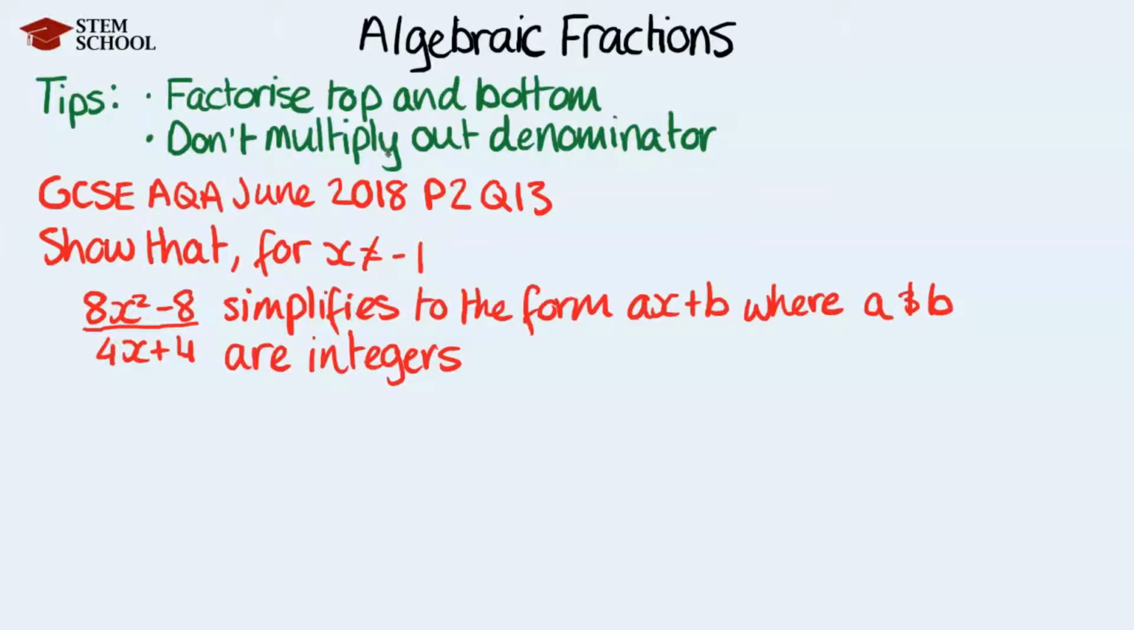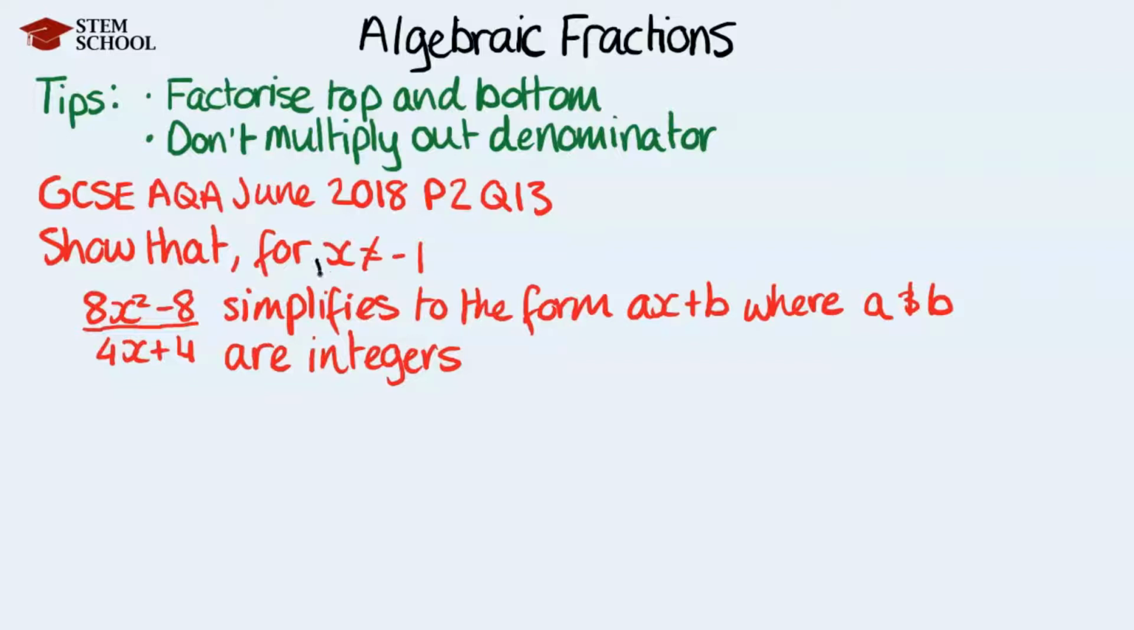And then in the next question specifically, you always want to keep in mind that you don't want to multiply out the denominator. You want to keep everything in bracket form if it's possible, because that means it's easier to cancel down later on when you're trying to simplify. Alright, so let's see what this question is saying. It says, show that for x isn't equal to minus 1, 8x squared minus 8 all over 4x plus 4 simplifies to the form ax plus b, where a and b are integers.